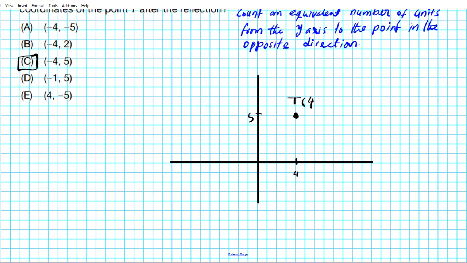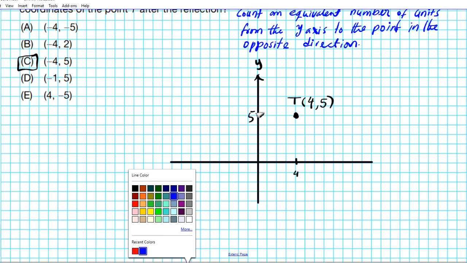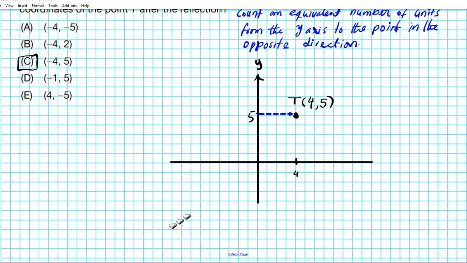4, 5. So if we want to reflect this point across the y-axis, we're going to count the number of units from the y-axis to this point in the opposite direction. Okay, so if you count from the y-axis to this point, how many units is it? So from the y-axis to this point is 4 units. It's 4 units to the right. Alright, so to get to the original, you're going to go 4 units to the right. That's the perpendicular distance of the point from the y-axis.